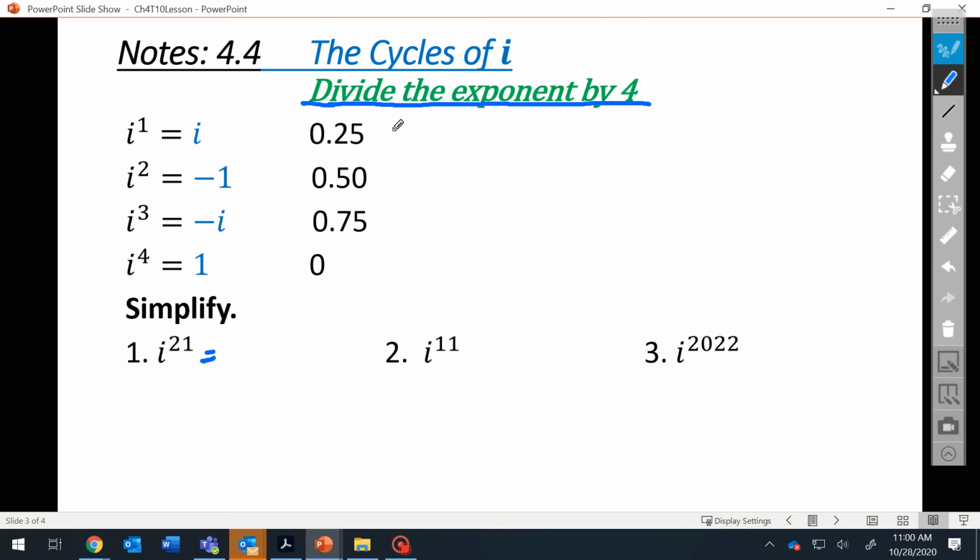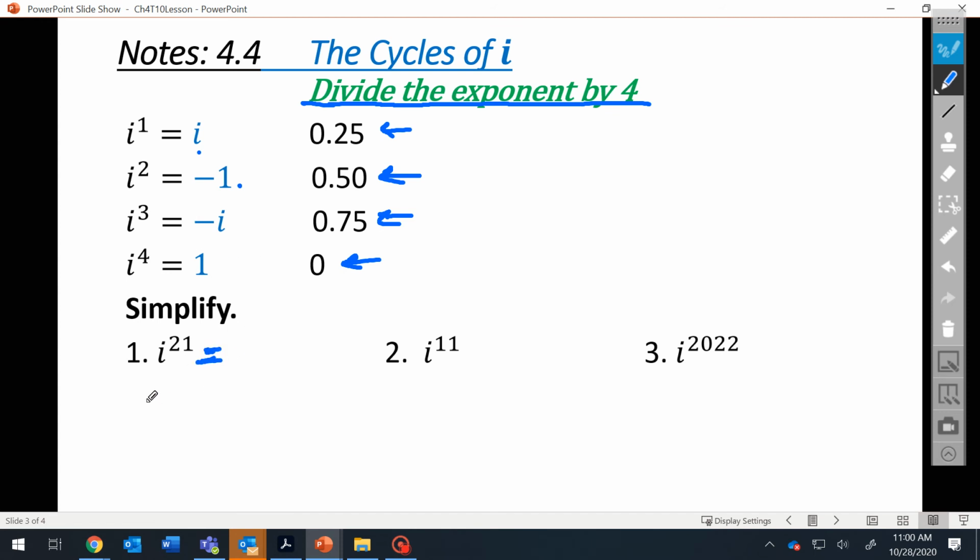Alright, if I divide it by 4 and I get 0.25 as the decimal, then it's the first one in the cycle. If I divide by 4 and I get 0.5 as the decimal, it's the second one in the cycle. If I divide by 4 and I get 0.75 as the decimal, it's the third one. And if I divide by 4 and get 0 as the decimal, then it's the last one in the cycle.